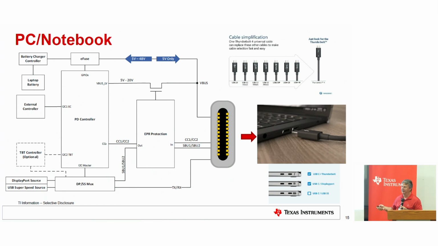Or if it's a legacy PD or non-PD, just Type-C only, where all you're really bringing over is V-bus, ground, the CC lines, and the D+, D-, and no other communications, then you just won't get all those other capabilities.